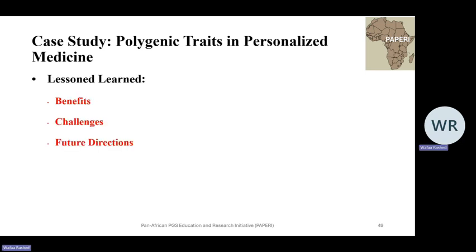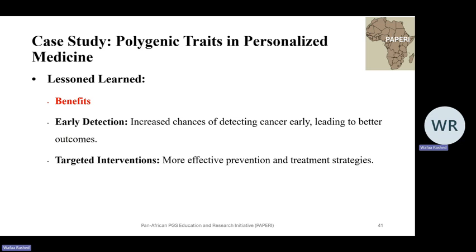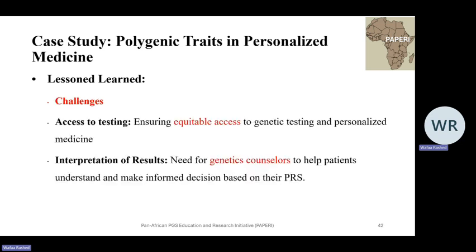So, lessons learned from this case: benefits, challenges, and future direction. For benefits, early detection increases the chance of detecting cancer early, leading to better outcomes. From frequent screening, we can detect cancer early and change the lifestyle of the patient and so on. Targeted intervention means more effective prevention and treatment strategies.